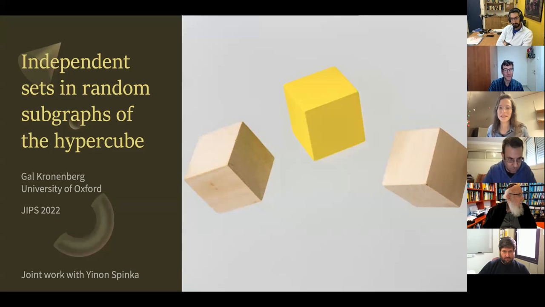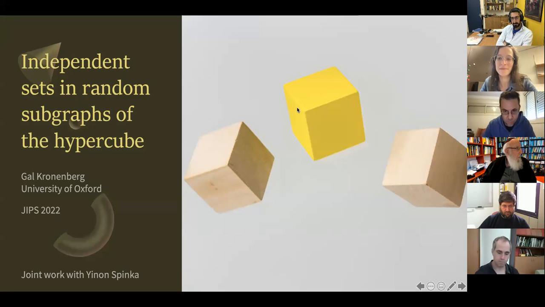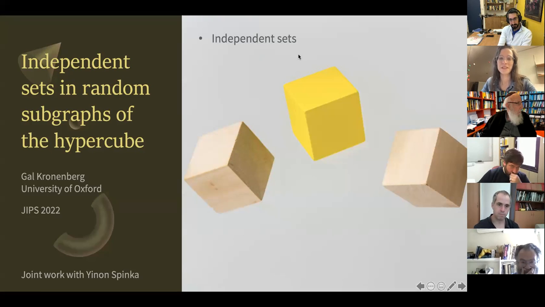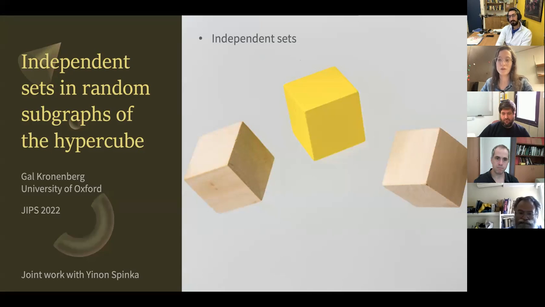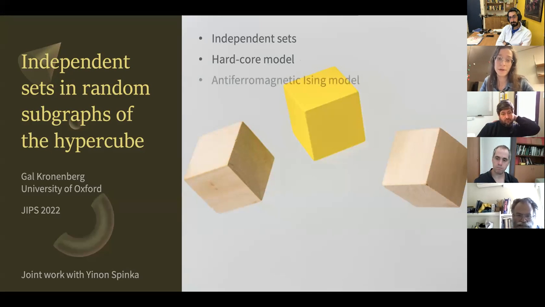Okay, so as you can imagine, the main topic of this talk will be independent sets, which are sets of vertices in a graph that contain no edges. So we are not taking two vertices that are adjacent in our graph. And this has strong connections, as some of you might know, to the hardcore model from statistical physics. So I'll also mention some things about that. And in the second part of the talk, I'll also show connections to some antiferromagnetic Ising model that somehow comes up in our proofs.